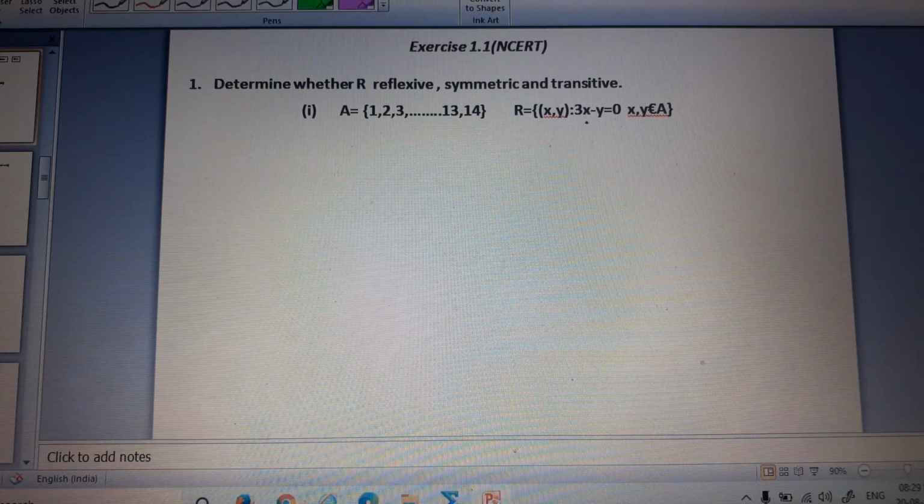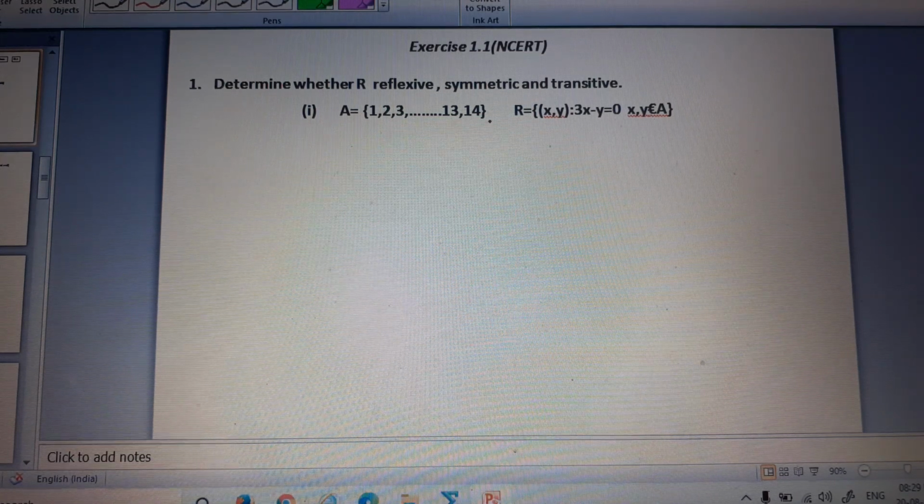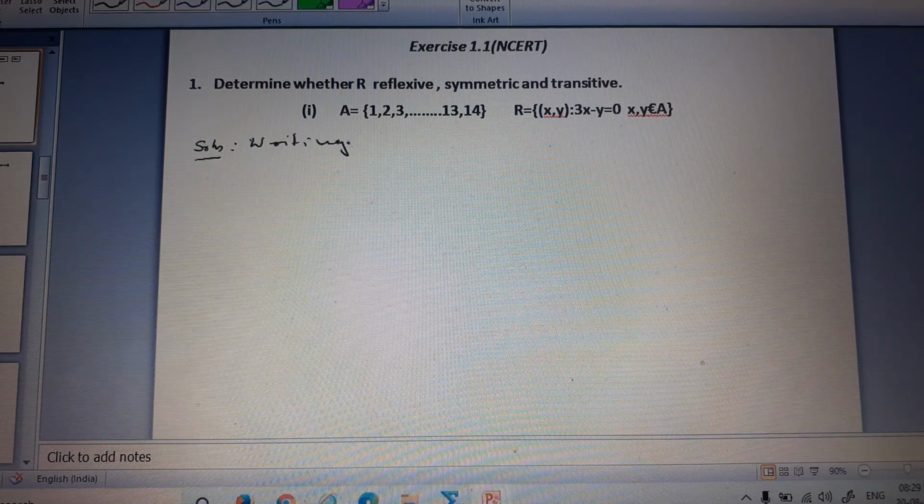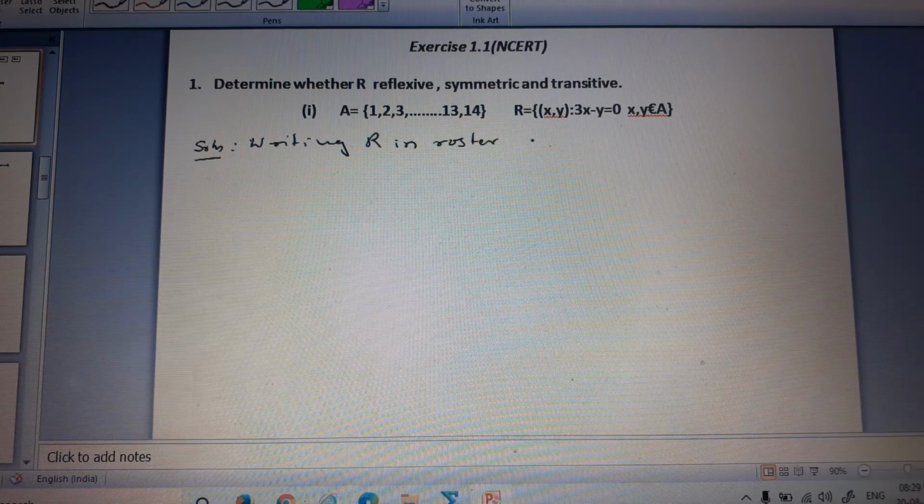See, in any such relation, what is very important is, when the relation is given in set builder form, you have to understand what rules are given here. Based on that only you have to write the relation. In such finite cases, it is always better if you write the relation in roster form. So let me first write the solution, writing R in roster form.